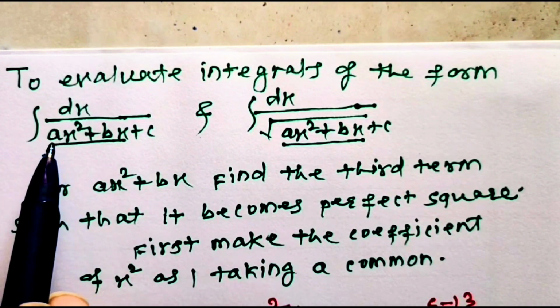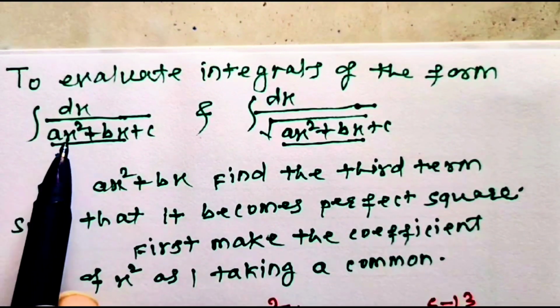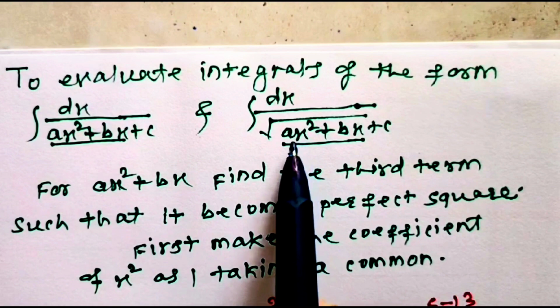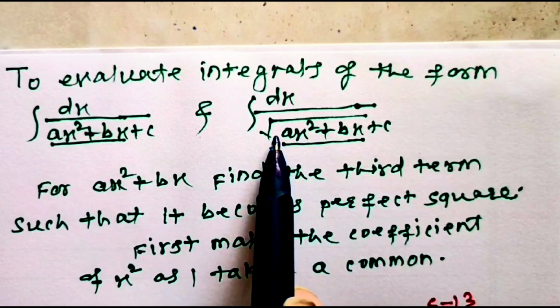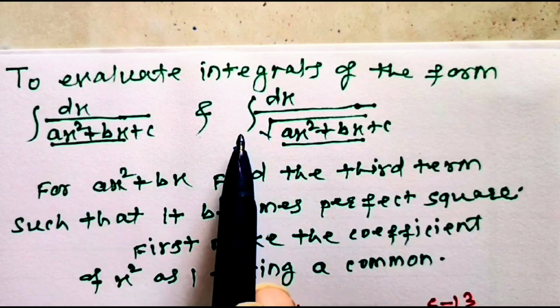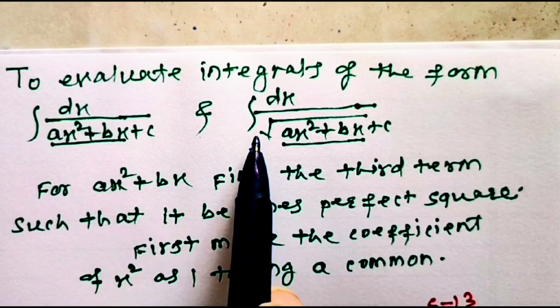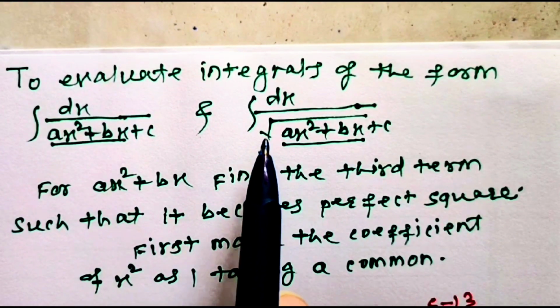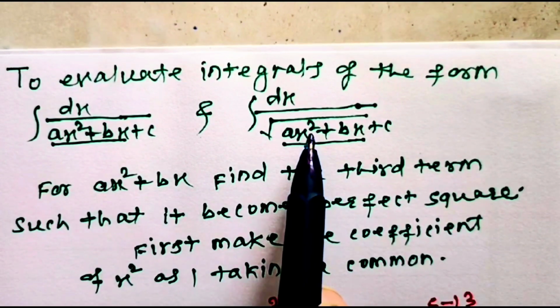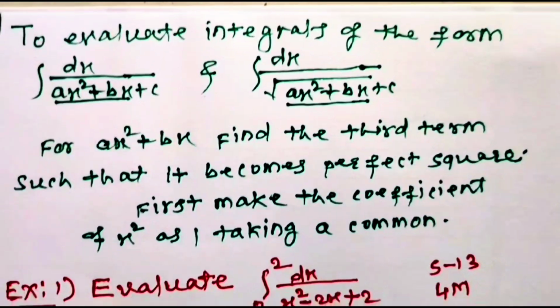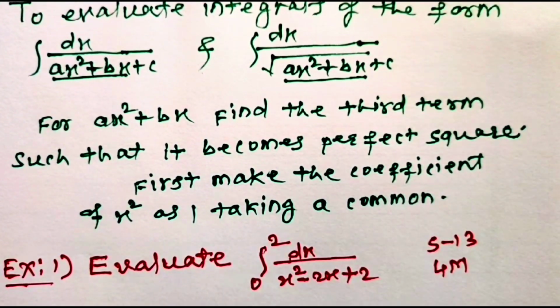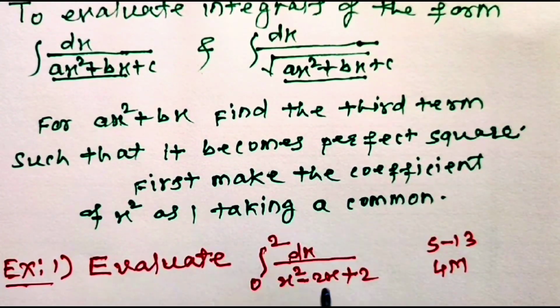Here the coefficient of x square is a, take a common from the denominator. Here also the coefficient of x square is a, take a common from these three terms, which will be inside the square root. Then outside the integral sign you will get 1 upon square root of a as common, and then apply the standard formula. So using this we have to solve the first example. Evaluate integral from 0 to 2 dx upon x square minus 2x plus 2.